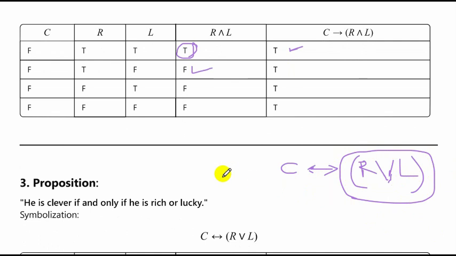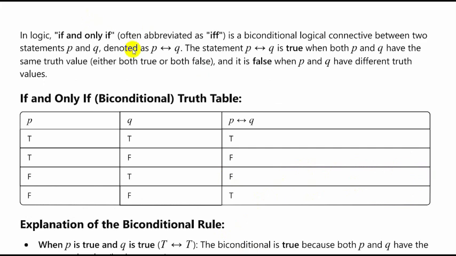Now I have to again digress because I don't know the rules for double implication. Let me check that out. Alright, now let us look at the double implication, if and only if. In logic, if and only if, often abbreviated as iff, is a biconditional logical connective between two statements P and Q, denoted as P double-headed arrow Q, P if and only if Q. The statement P if and only if Q, this is how you read it, is true when both P and Q have the same truth value, either both true or both false.